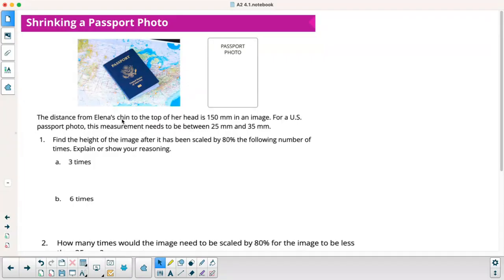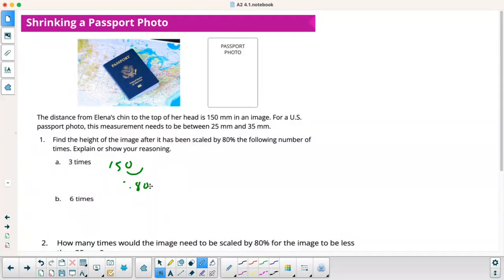So, the distance from Elena's chin to the top of her head is 150 millimeters in an image. For a U.S. passport photo, this measurement needs to be between 25 and 35 millimeters. Find the height of the image after it's been scaled by 80% the following number of times. Explain or show your reasoning. So you're going to start out with 150, and we're scaling it by 80%, so we're going to times it by 0.80.